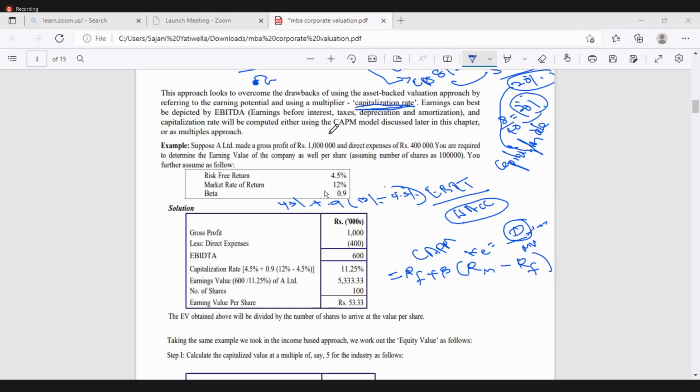KD into 1 minus T was given as 10%. Can you take it? So we are in that 10% rate. Right?